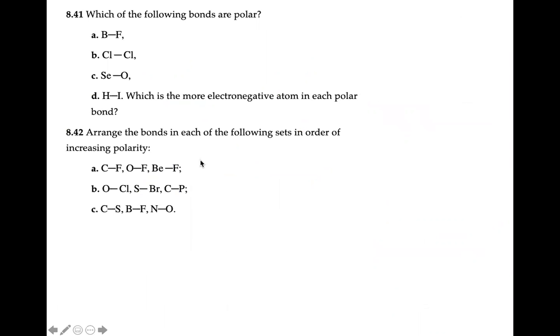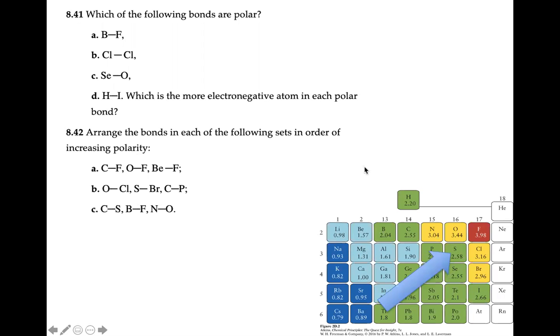So I looked at the end of chapter questions. What's typical? How do we typically go about it? This question right here, 8.42, is a really typical exam question, this format. Arrange the bonds in order of increasing polarity. How do we go about that? We want to think back to our pattern for electronegativity. The closer the two values are together, the more covalent it is. The farther apart the values are, the more polar it is, the increased polarity.